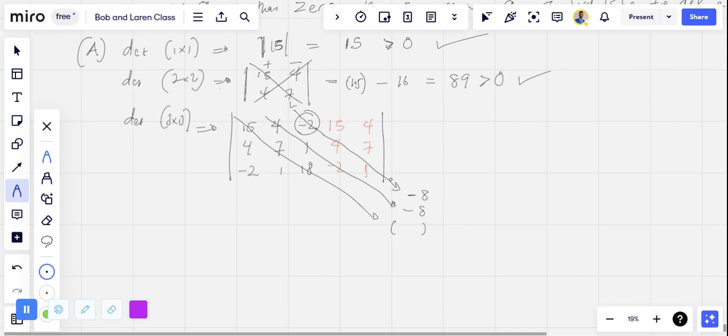I've done the left to right diagonal, right? So now let's do from right to left diagonal. From my right hand side towards left hand side. So this is minus 2 times minus 2. That's 4. 7 times 4. And that is 28.